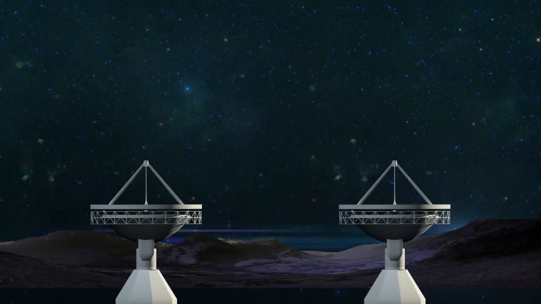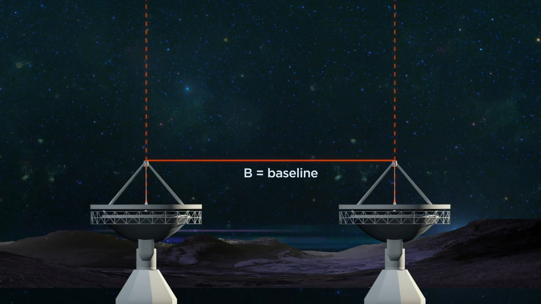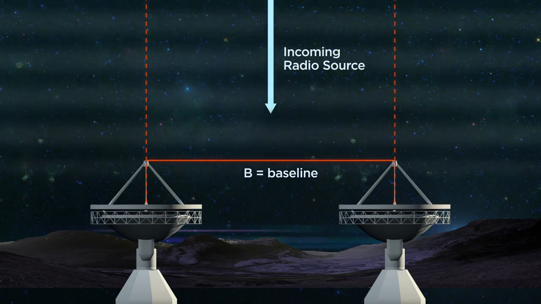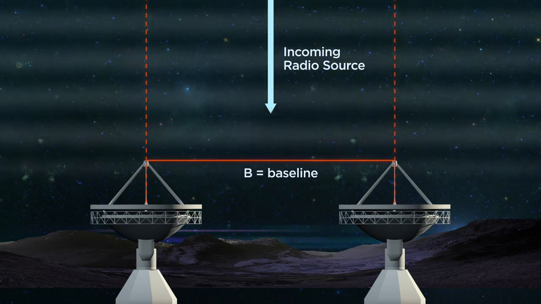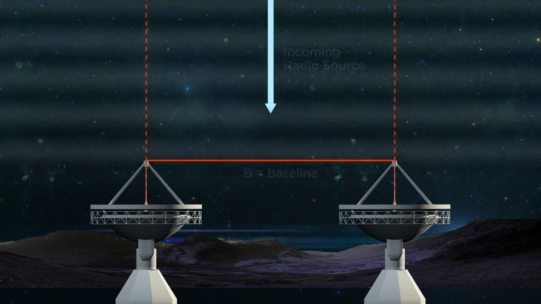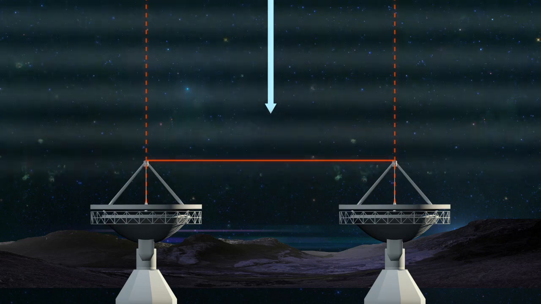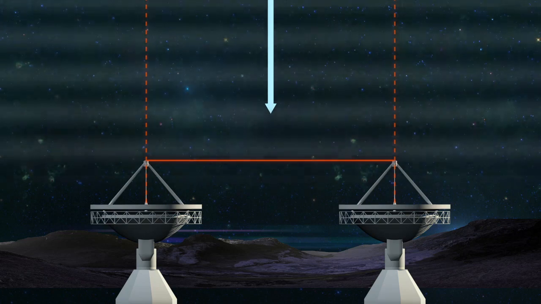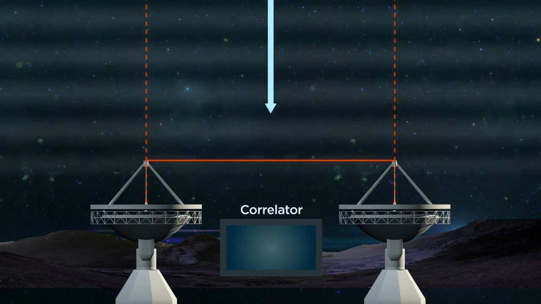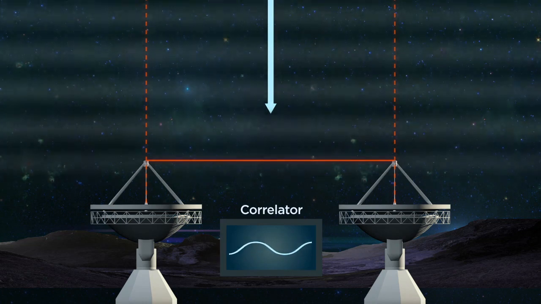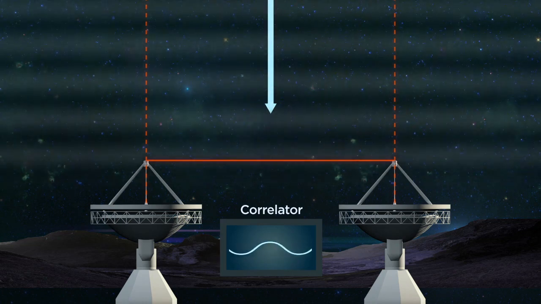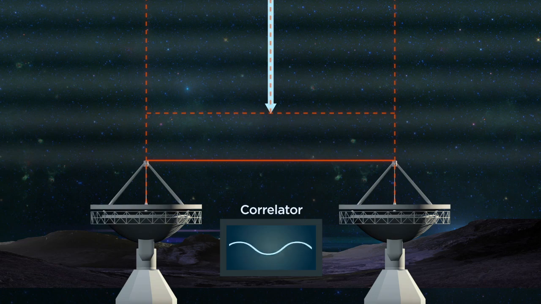Say we have two dishes at a distance b apart. B is for baseline. And there's a radio source straight overhead, sending down waves, a pattern of crests and troughs. Both dishes detect the waves and amplify them without losing track of the phase, and then send the signals to a central computer called a correlator. The correlator merges the two signals, which would combine constructively in this case, since the crests from the straight overhead hit the dishes at the same time. Crest plus crest, you get a big signal at the output.